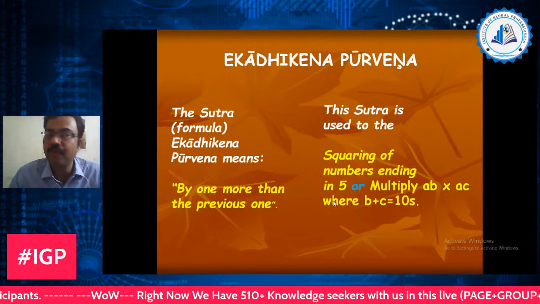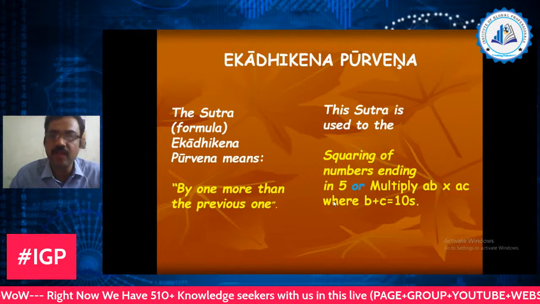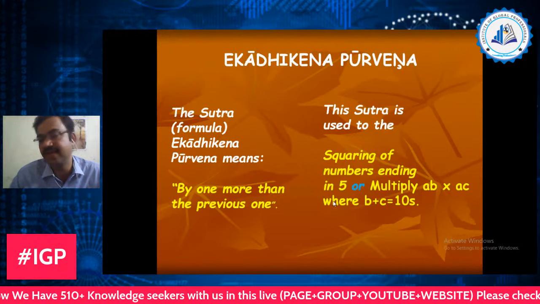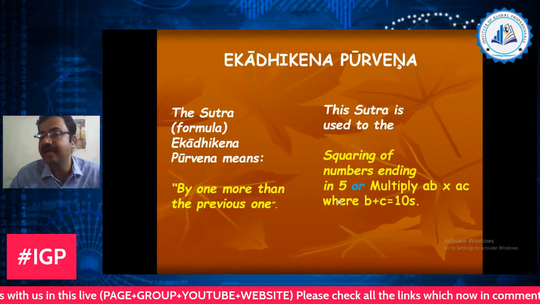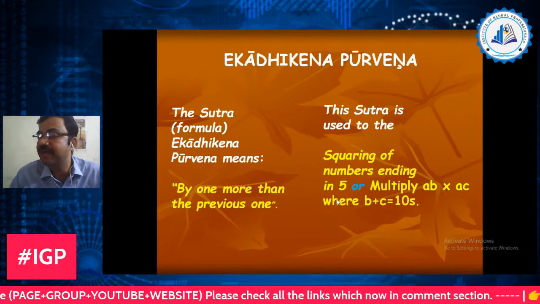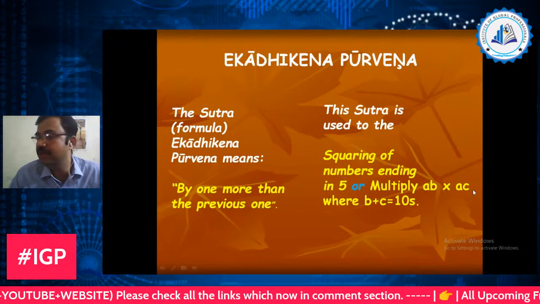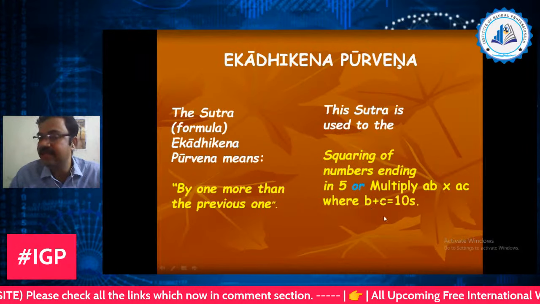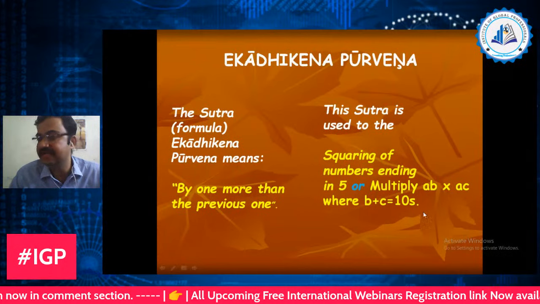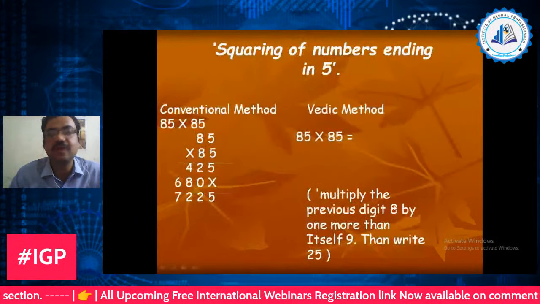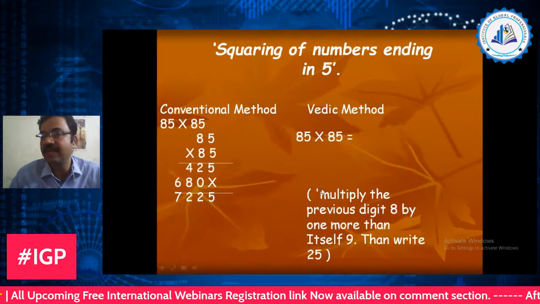Ekadhikena Purvena means by one more than the previous one. This sutra is used for squaring a number ending in 5, or to multiply AB by AC where the first digits are the same and the sum of the second digits is 10. So now we start with the squaring of a number ending in 5.